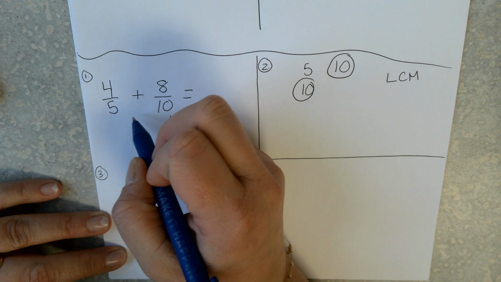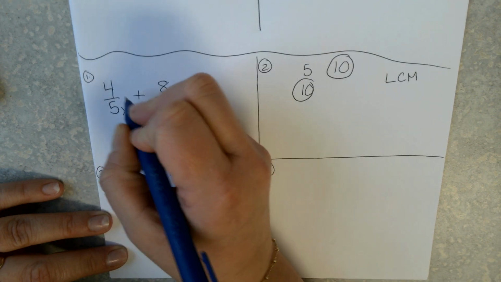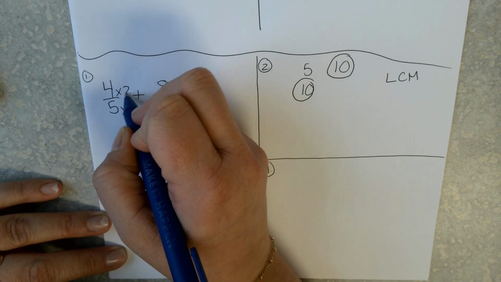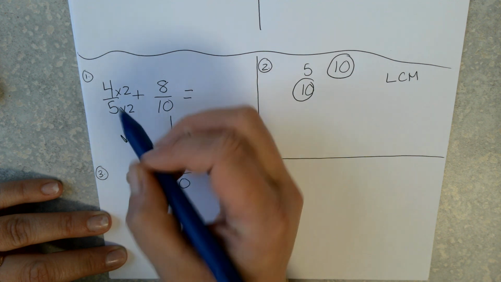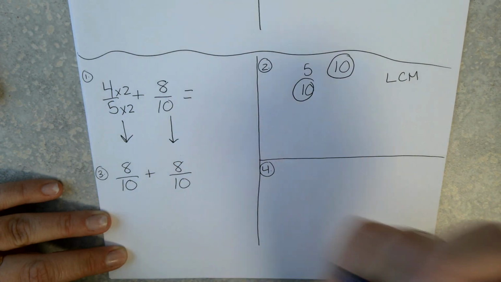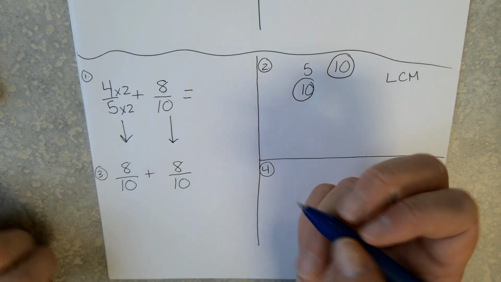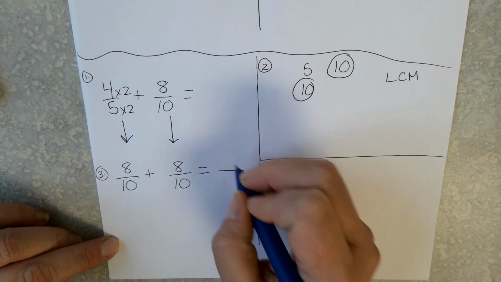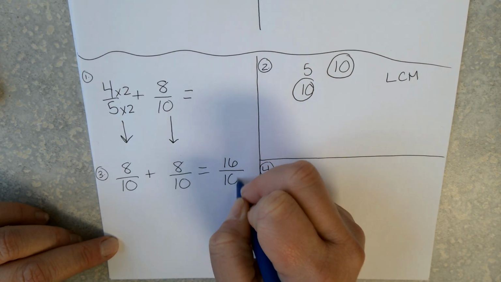So 5 times what equals 10? 5 times 2. Anything you do on the bottom, you do at the top. That is going to change. 4 times 2 is 8. 5 times 2 is 10. All right, so now we have 8 tenths plus 8 tenths, which means we have 16 tenths.